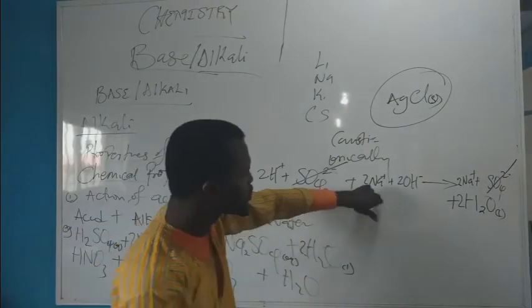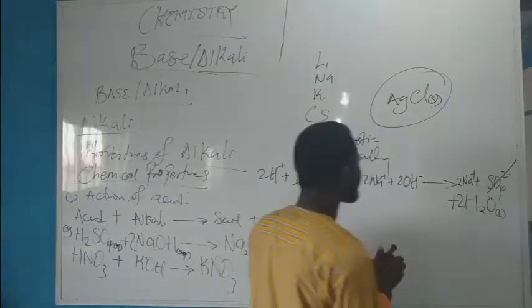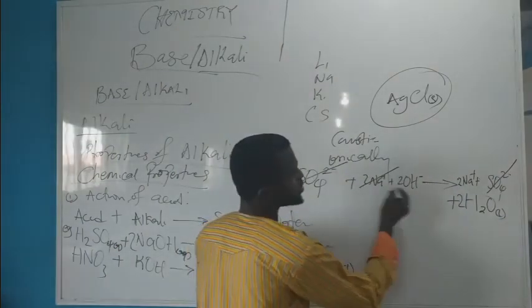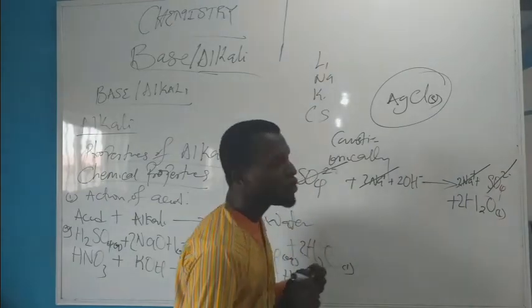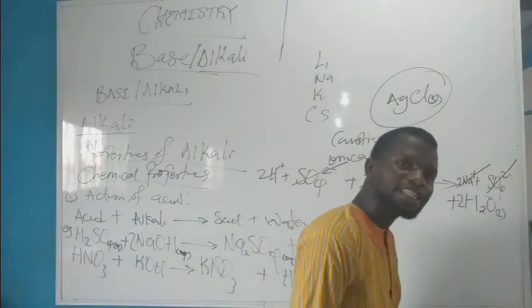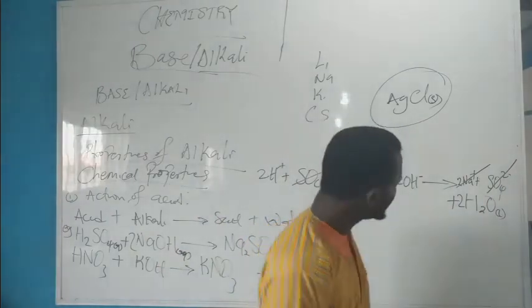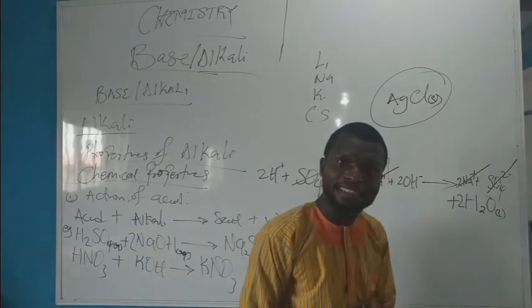Now, we have 2 moles of sodium ion here. We have 2 moles of sodium ion. Similar substance appearing on both sides of the equation. This cancels out, this cancels out. We have 2 moles of hydroxide ion, but on the right hand side, we are lacking in hydroxide ion. Therefore, the hydroxide ion here remains intact.